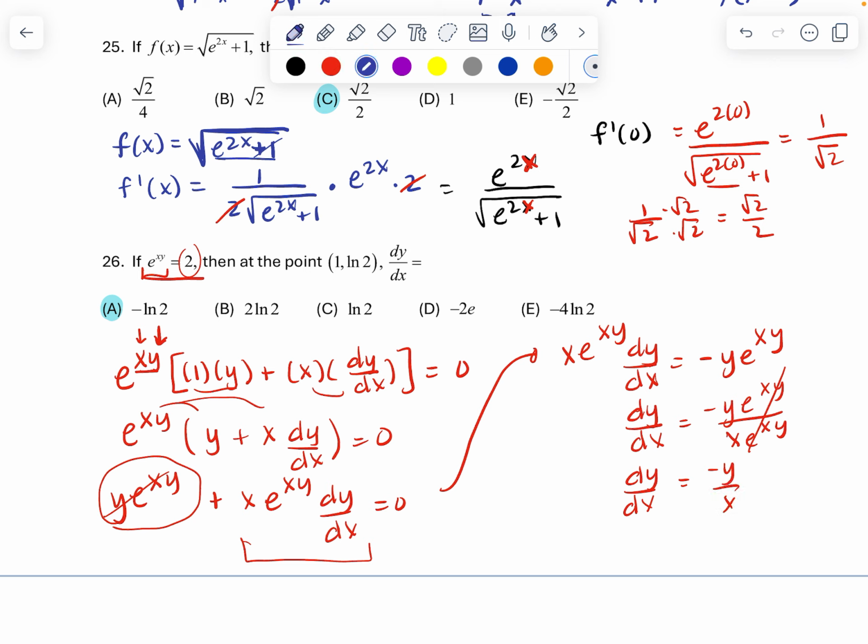Now let's plug in the values. My x is 1, my y is ln of 2. So this is negative ln of 2 over 1, or just negative ln of 2. So my answer is A.